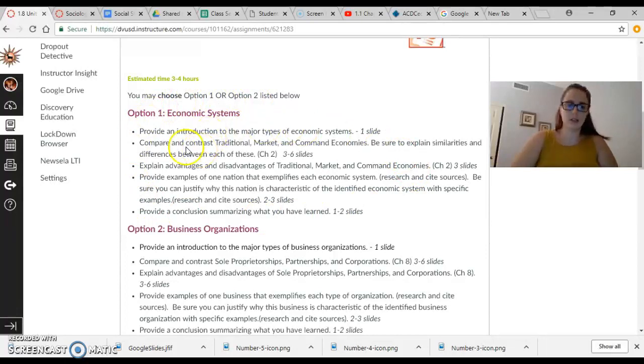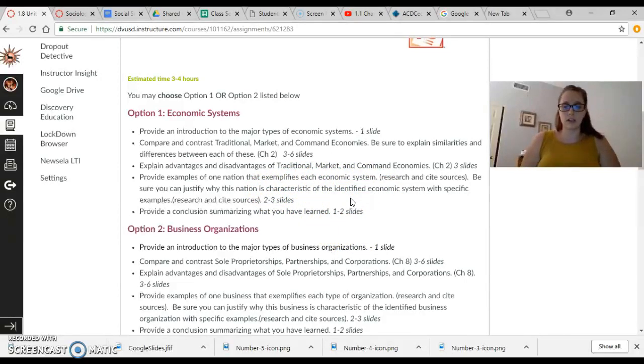So if you choose this option, you're going to want to make sure you provide an introduction to the major types of economic systems. You want to compare and contrast traditional, market, and command economies. Be sure to explain similarities and differences between each of these. You also want to explain advantages and disadvantages of these types of economies. Okay? Provide examples as well of one nation that exemplifies each type of economic system.